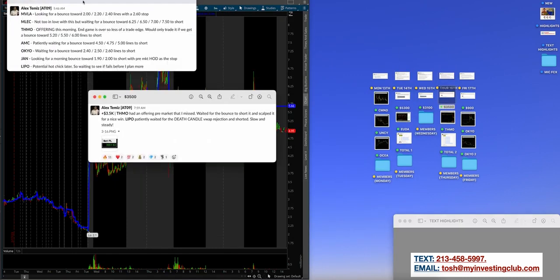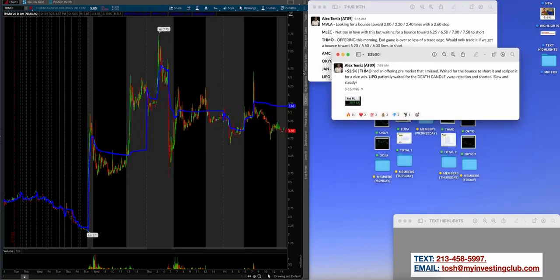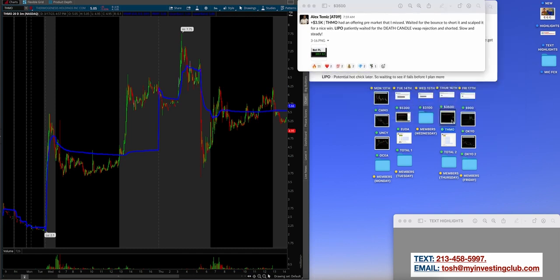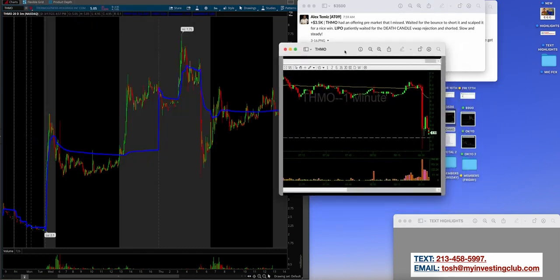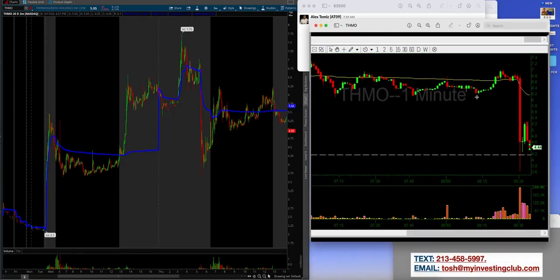Let's see. Alex coming in with 3,500 on THMO again. Had an offering pre-market that I missed. That was the move we were just talking about, guys, where people would get bailed out, maybe, if they didn't get bought in at highs, those swing shorts. Waited for the bounce to short and scalped it for a nice win. LIPO, L-I-P-O, patiently waited for the death candle. VWAP projection, shorted slow and steady, 3,500. I do have the THMO chart. I don't have every chart, guys, because I need to keep these webinars efficient and quick. But we'll go over this one.